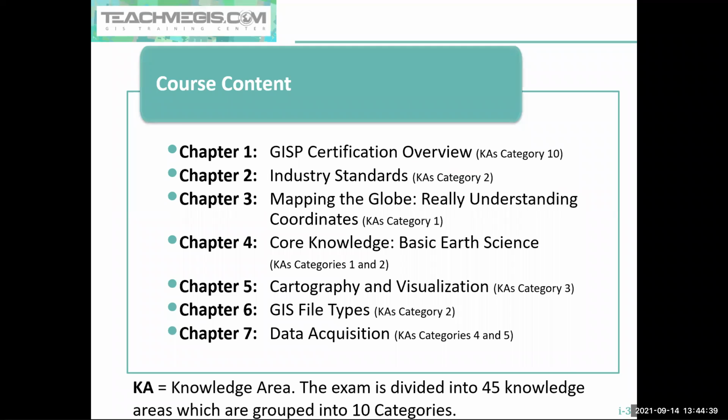In chapter 6, we'll get into GIS file types. We'll talk about what are OGC standards. We'll talk about file-based data like shapefiles and geodatabases and KML files and GML files, but we'll also talk about web services, understanding REST services and SOAP, and what's the difference between a web map service and a web feature service, and what a tile service is. So all the stuff around how we store GIS data.